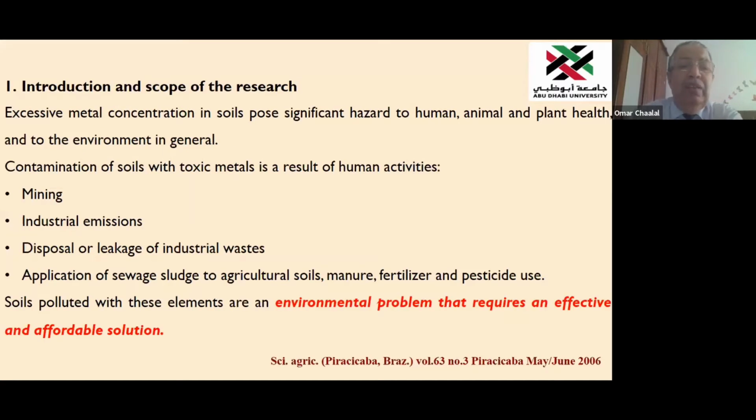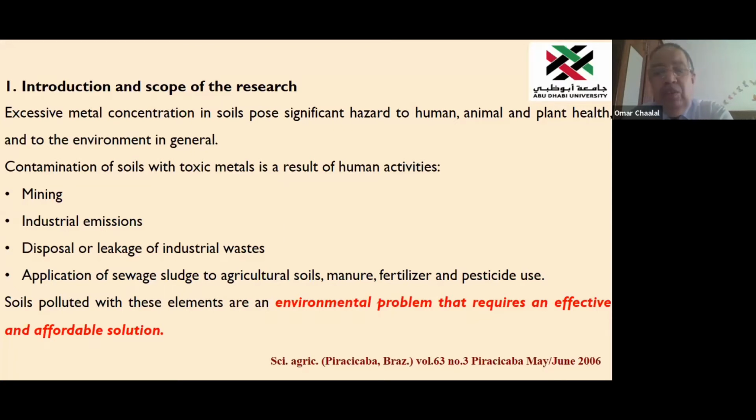Here is the introduction. You know that soil, when it is contaminated by heavy metals, is hazardous for humans, animals, and health, and it is in general an environmental problem. How does it come? It comes from human activities: mining, industrial emission, disposal or leakage of industrial waste, application of sewage sludge in agriculture as a fertilizer, and the use also of pesticides. So this is a real problem today, and we have to find a solution.